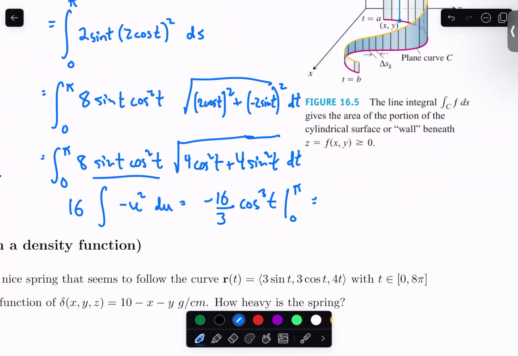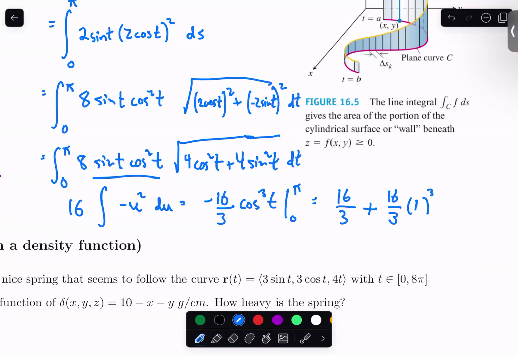So when I plug in pi into cosine, I'm going to get negative 1. When I cube it, I'll get negative 1. And so I'll have negative 1 times negative 16/3. That's going to be positive 16/3. From that, I need to subtract away negative 16/3. And then cosine of 0 is supposed to be 1.